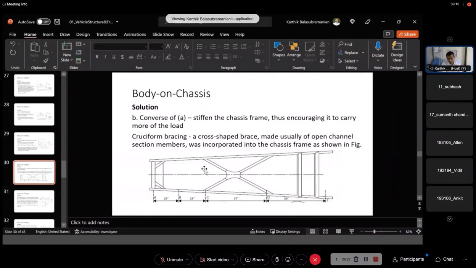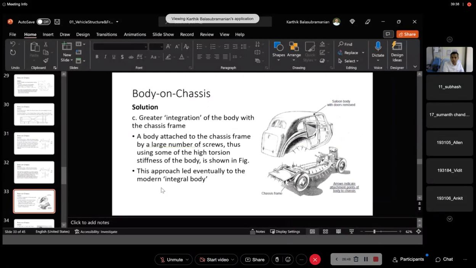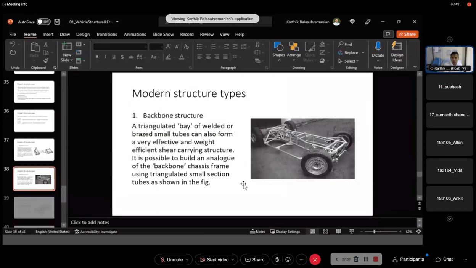So this is the cross member, as I said, to increase the stiffness, and the cross-shaped braces. The side ones that you see here are also to increase the stiffness of the frame. You can have different members welded to different parts to increase the stiffness. Finally, they thought of integrating the vehicle body with the frame in several different locations, which ultimately led to what we have as the unibody structure today.